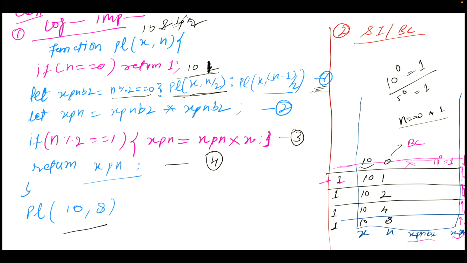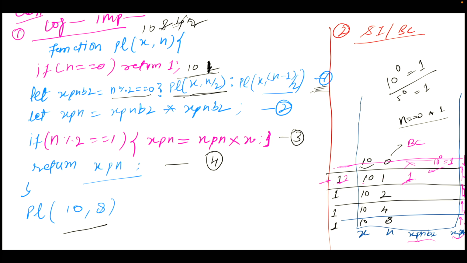So here x to the power n by 2 will be 10 to the power 1 by 2, that will be 0. So 10 to the power 0 will be 1, this value. And whenever line number 2 executes, it will be x to the power n by 2 multiplied by x to the power n by 2, meaning 1 multiplied by 1.